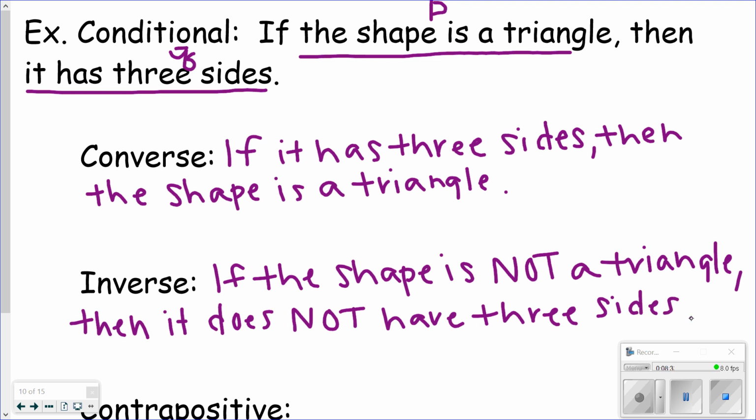So let me explain that one more time. The inverse is taking our conditional statements and negating it. So my inverse is, if the shape is not a triangle, then it does not have 3 sides.